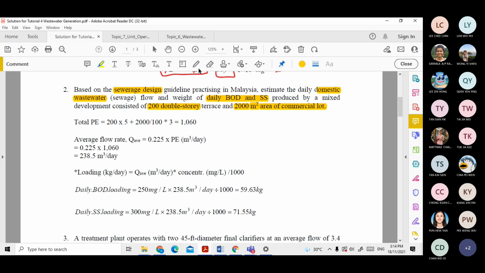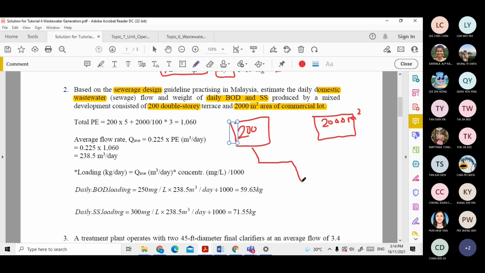So this is one small town. Let's say we have 200 double story, and also the shop lot. The shop lot is not counted as how many units, but by the area occupied by the shop lot, so it's 2,000 meters square. So every day there is activity from these two, the double story and the commercial lot, and this is based on the number of population. The higher the number of population, the more activity and more wastewater will be produced.